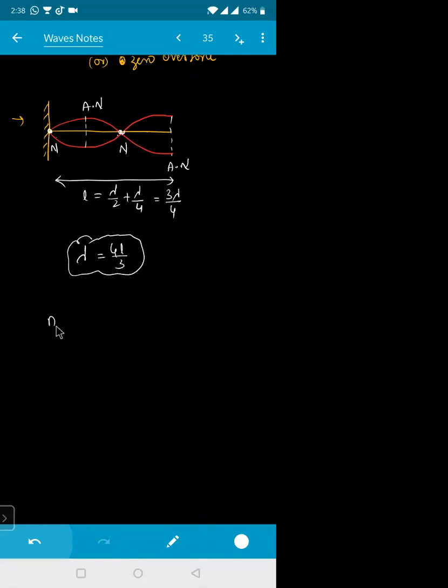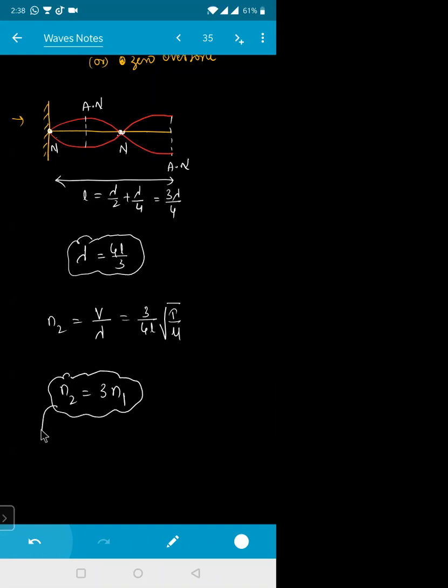So frequency N2 is equal to V by lambda. That means this is 3 by 4 times of 1 by L under root of T by mu. That means N2 will become 3 times of your fundamental frequency, that is nothing but N1. N2 is known as what, beta? N2 is nothing but the frequency of your third harmonic or first overtone.